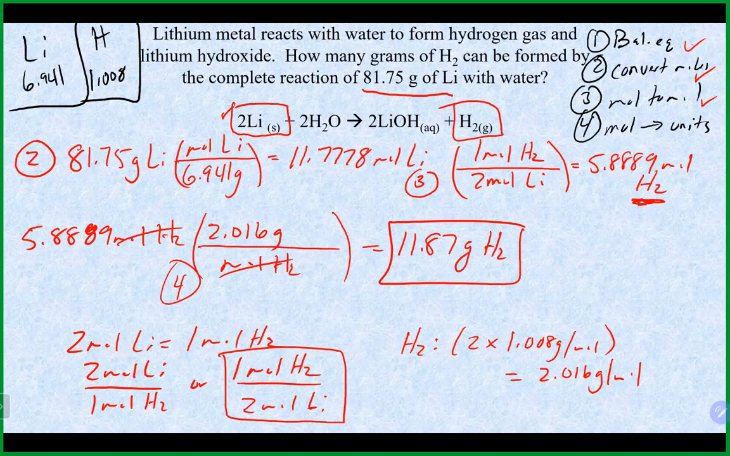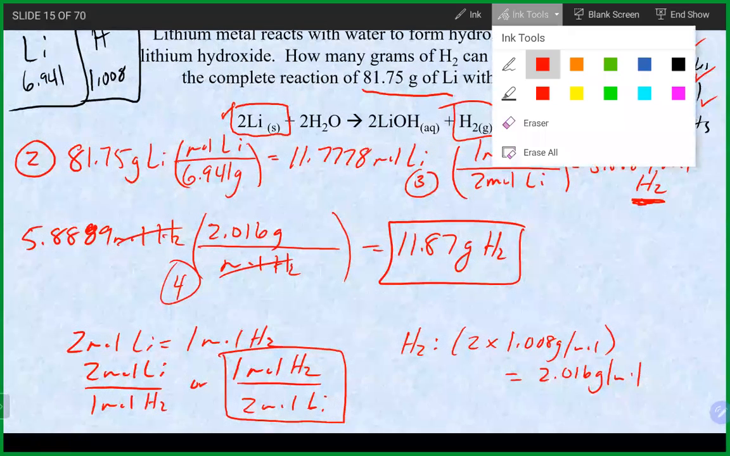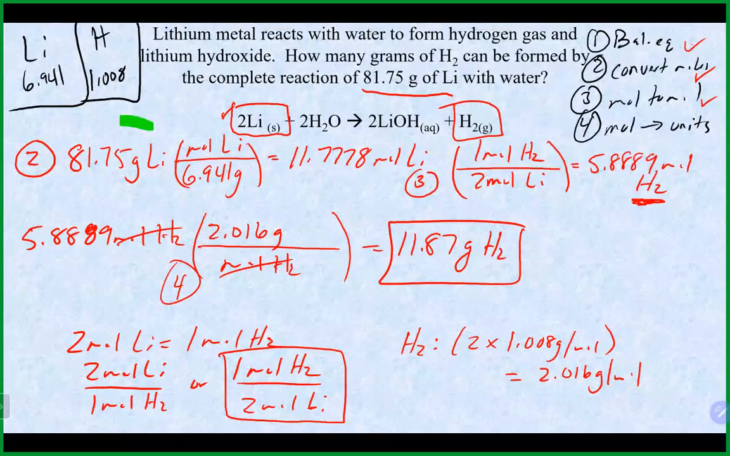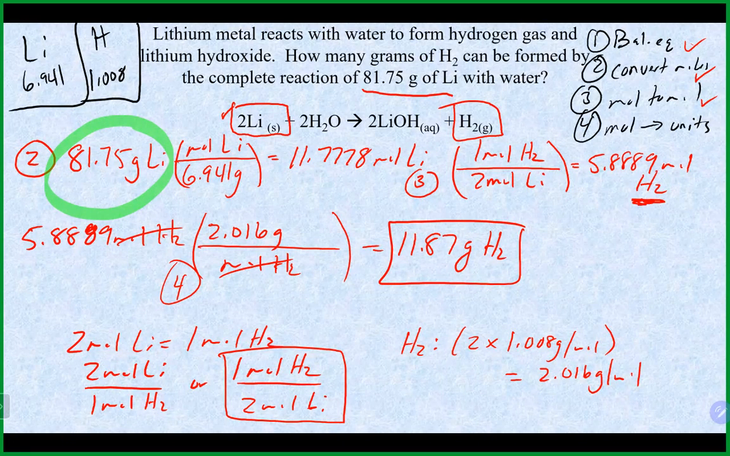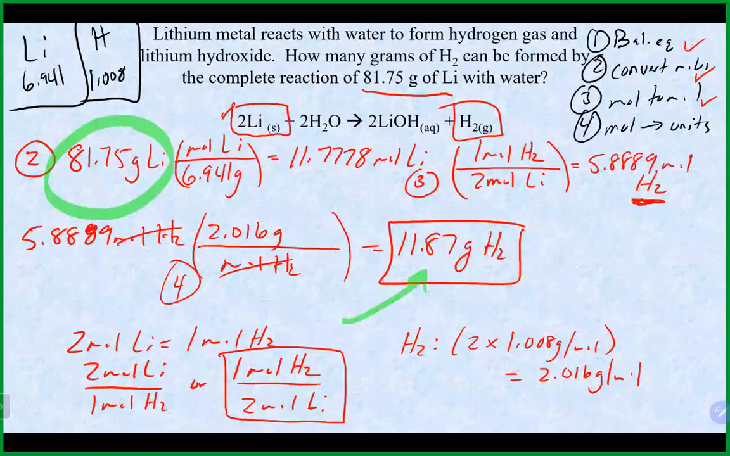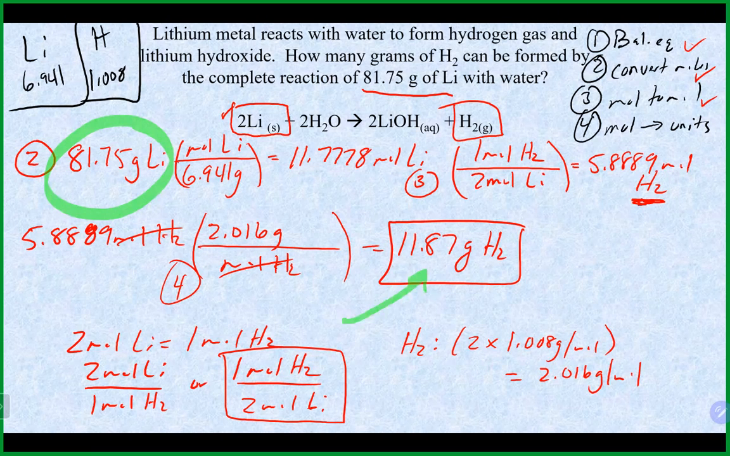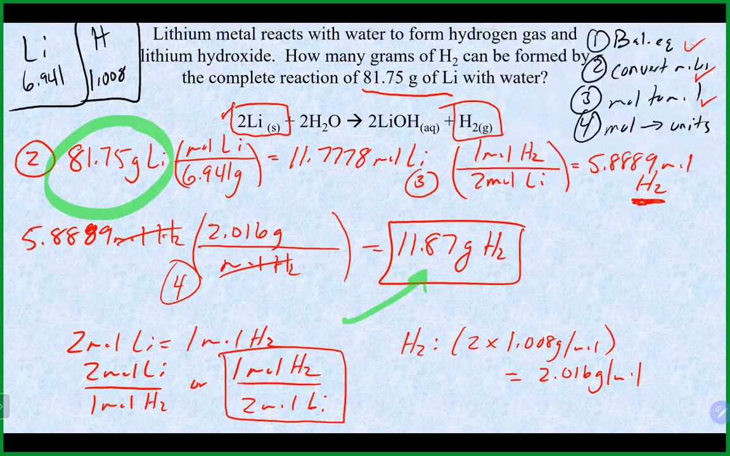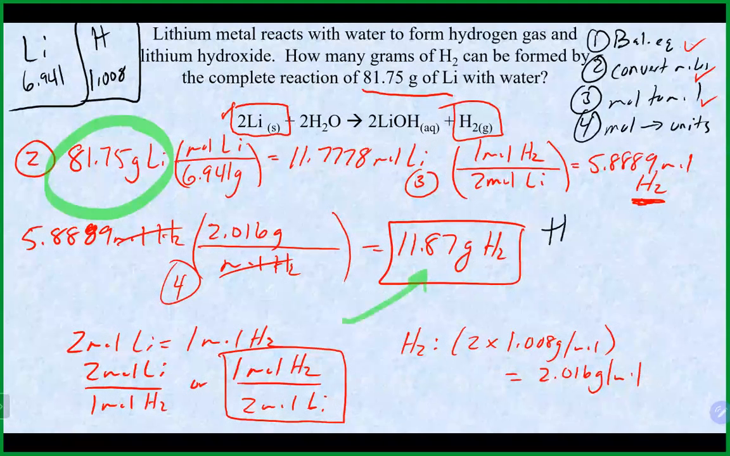What this number really means is this: if you did this reaction and you threw in there 81.75 grams of lithium, everything went perfect in the reaction, you weren't a klutz and spilled anything, no side reactions or anything like that, the amount of H2 that you should get out is 11.87 grams of H2 should be produced in this case. And that number is also sometimes referred to as the theoretical yield.